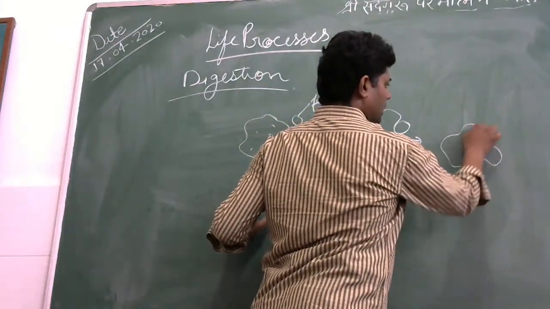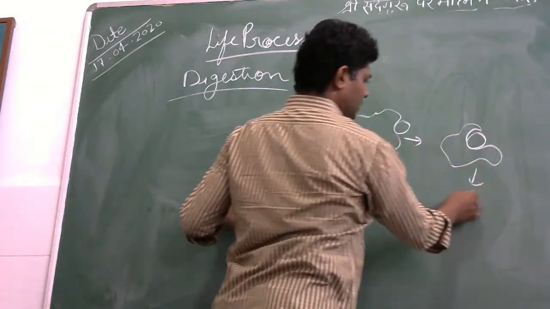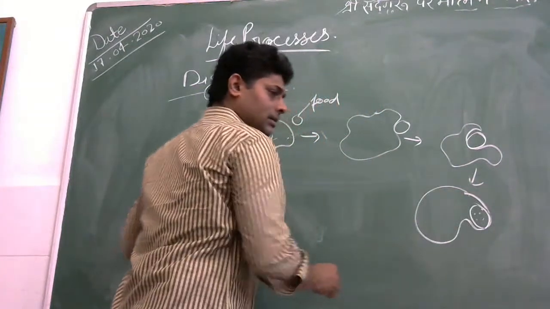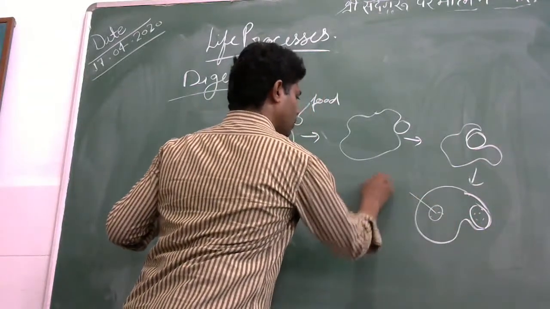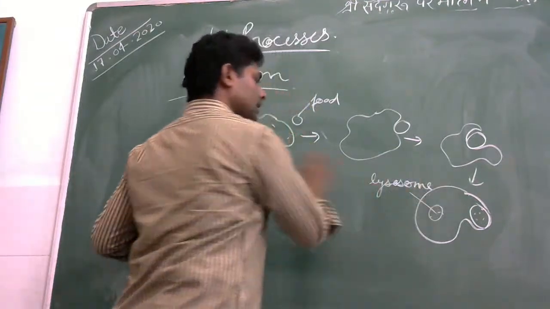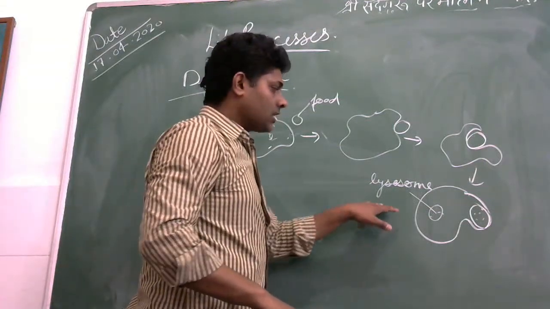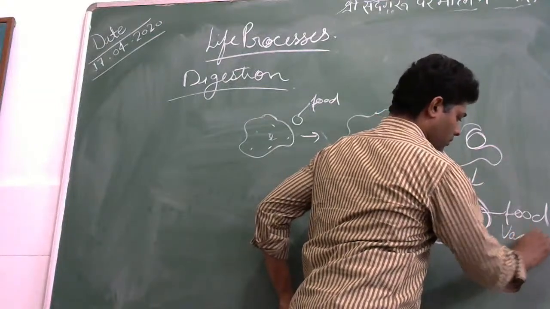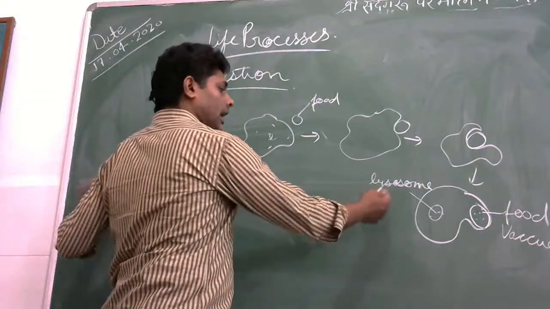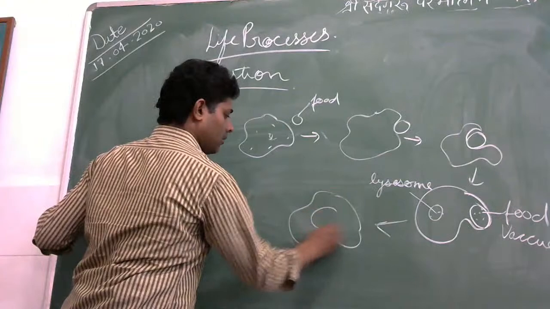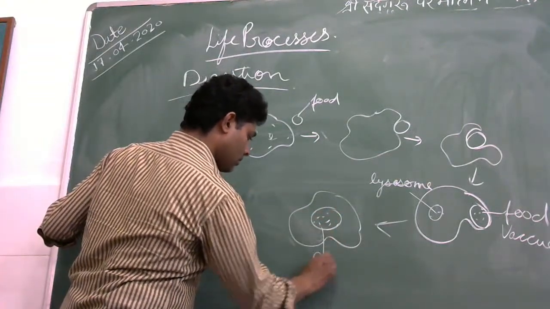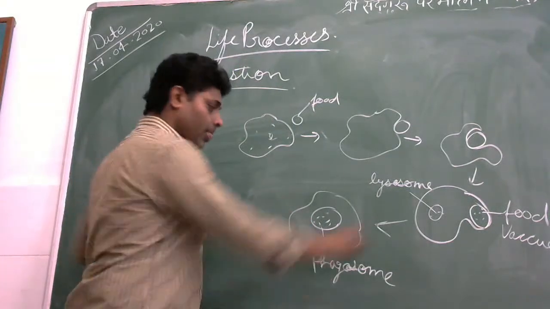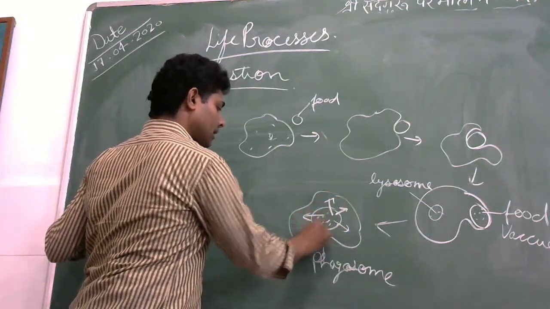Then these food particles invaginate. Then this is a lysosome. This lysosome has digestive enzymes which digest the food. So this is the lysosome, and this is the food vacuole. The lysosome and food vacuole further mix and make the phagosome, right? The digestion will occur here, and then after it is absorbed into the cytoplasm.